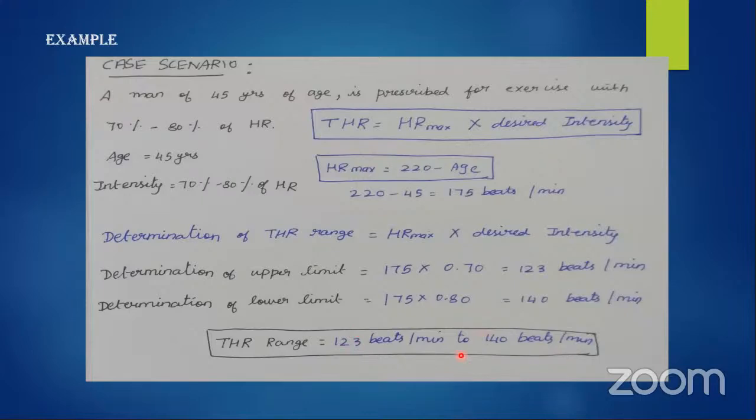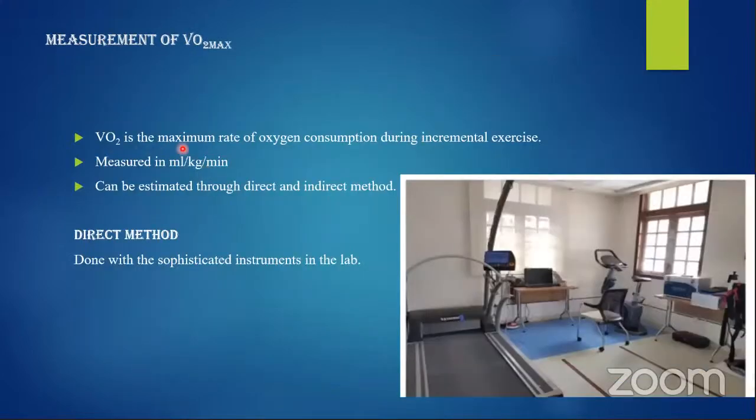Next comes the measurement of VO2 max. VO2 max is the maximum rate of oxygen consumption during incremental exercise. It is measured in ml per kg per minute. VO2 max can be estimated through direct and indirect methods. I'm going to explain both. First comes the direct method.